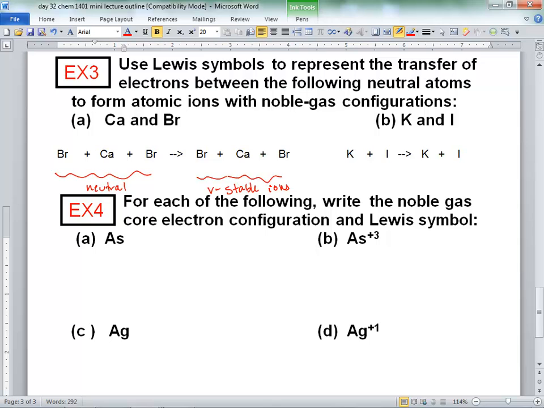So what's going to happen? Bromine wants how many? 8. So it's going to rip off one of these. And calcium wants to lose how many? 2. Right? Do you see this? What it's trying to show is bromine wants 8, so all I need is 1 more. Calcium wants to give up 2. So that's why there's 2 bromines in there.